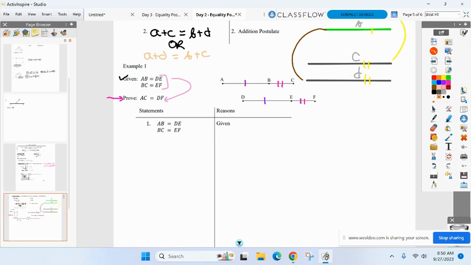What am I going to have to do here in this top segment to get to AC? What am I going to have to do to AB that I marked and to BC that I marked to get the whole thing? I'm going to have to put them together, add them together, right? And let's go down here. What am I going to have to do to DE and EF to get to DF, which is in my proof statement?